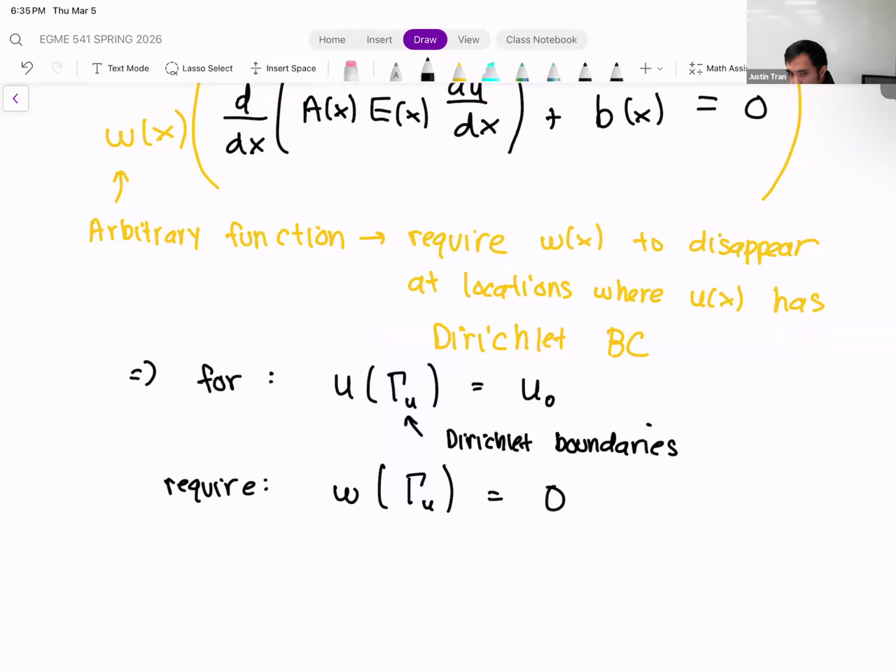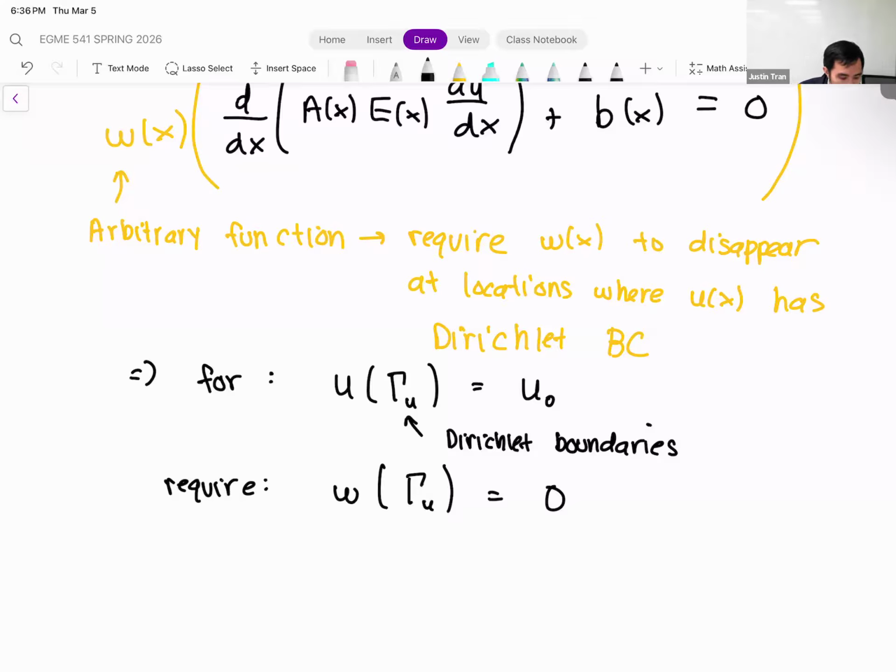Wherever u has a Dirichlet boundary: in most cases for elasticity, our Dirichlet boundary conditions are actually 0. But when we get to heat transfer and thermal conduction, we'll have non-zero Dirichlet boundary conditions. The same requirement for w is going to be placed there as well. Wherever we have a Dirichlet boundary, w at that location must be 0.